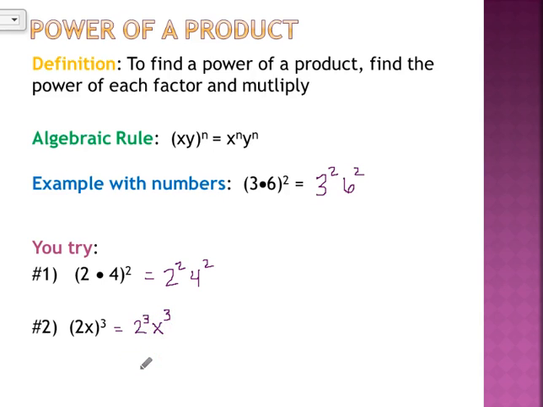When you've got something raised to the 2nd power, we can say it's squared. When we have something raised to the 3rd power, you can either say to the 3rd power or you can say it's cubed.